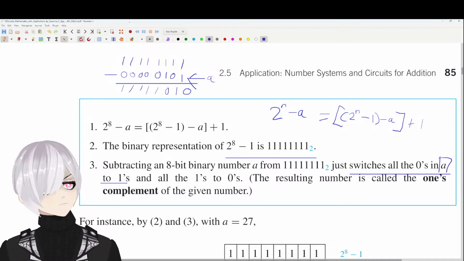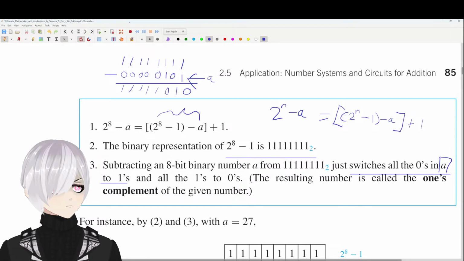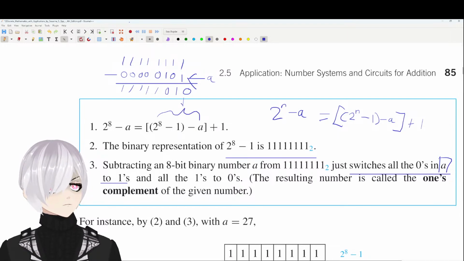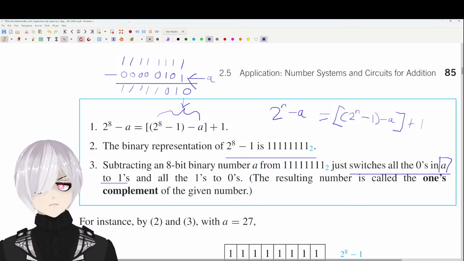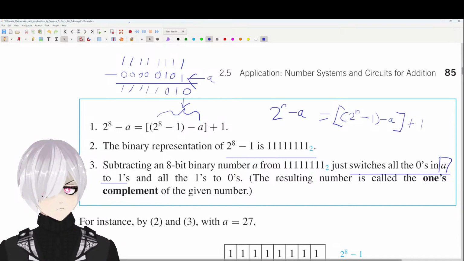The procedure being that we just need to write the binary representation for A. Then we switch all the ones to zeros and all the zeros to ones. And then we add 1. Adding 1 is relatively straightforward because 1 is just 0, 0, 0, 0, 0, 0, 0, 1, or 7 zeros and then 1.